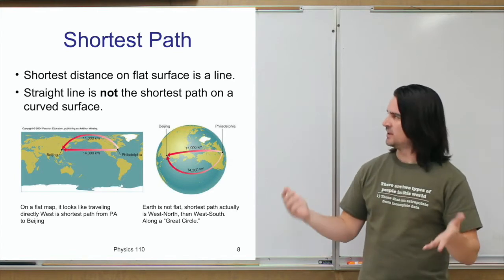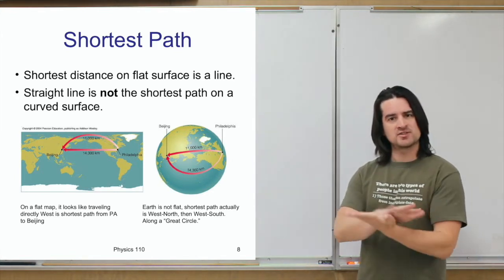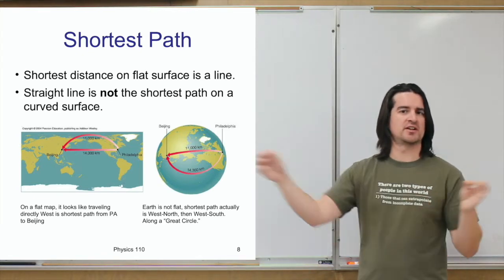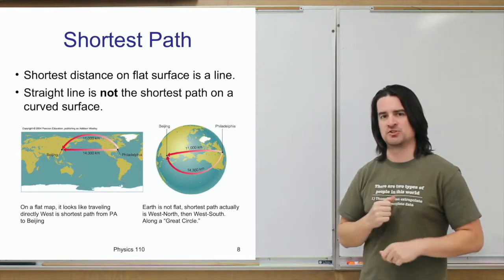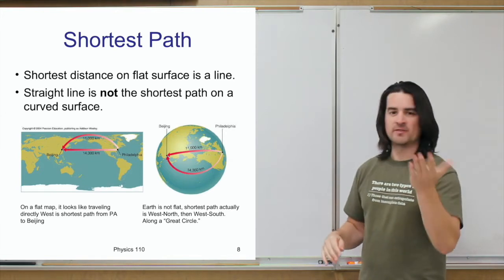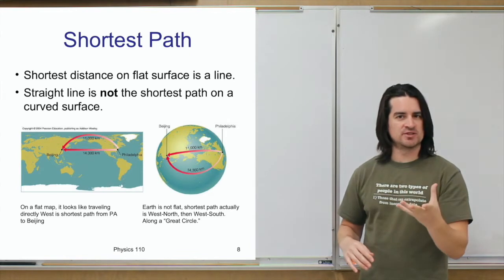Well, if those two points are on a flat surface, hopefully you know the shortest distance between them is a straight line, right? Draw a line straight from one point to the other, that's the shortest possible distance between those two points. However, if that surface is not flat, the shortest distance is not going to be a straight line anymore.